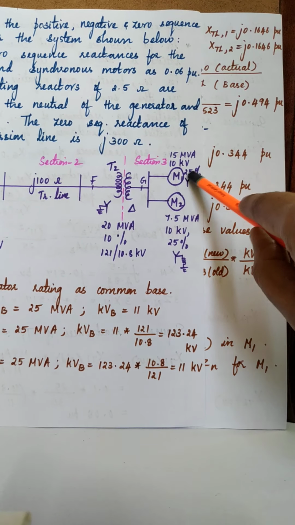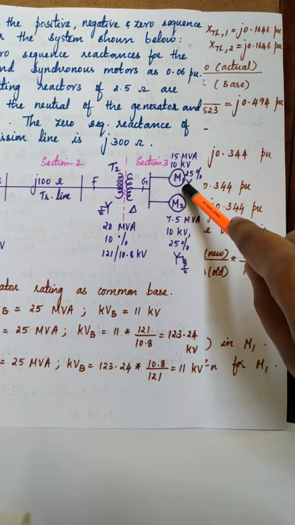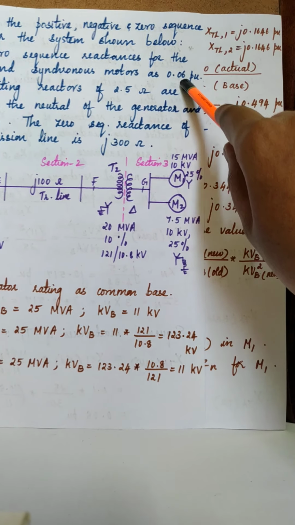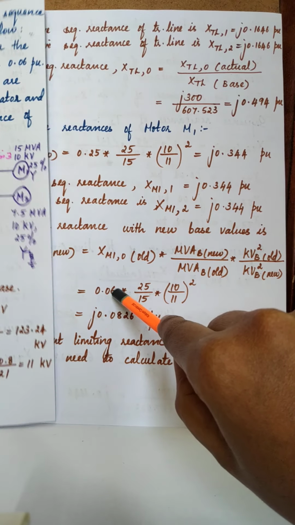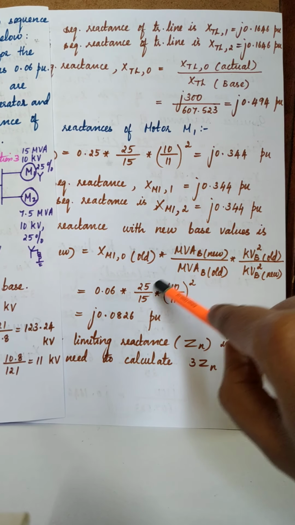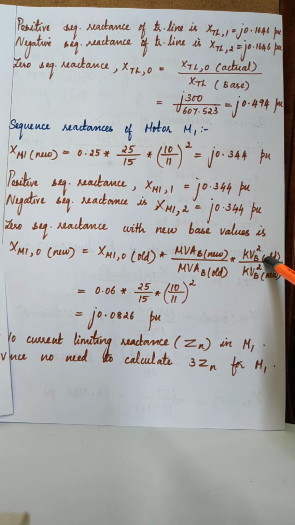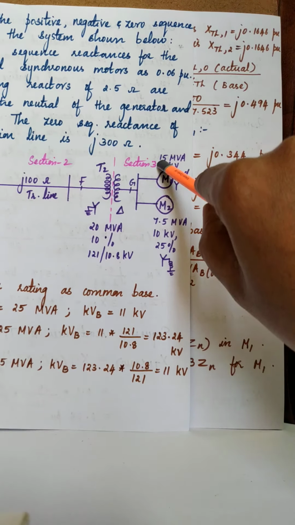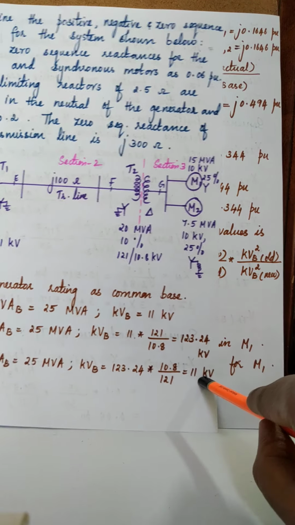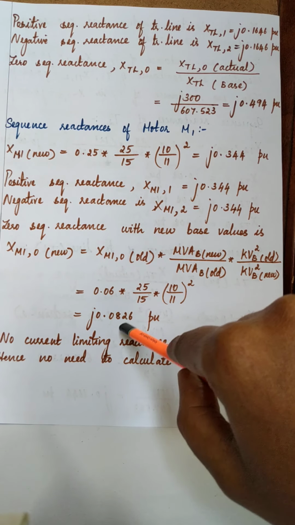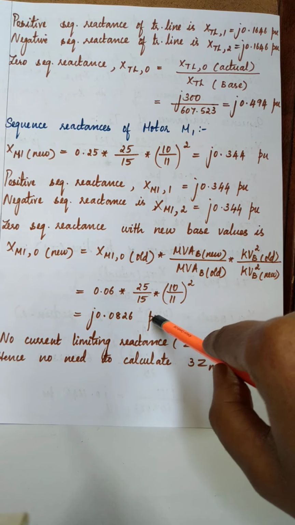What is the old value? 0.06. Forget about this 25%. This 25% is for positive and negative sequence reactance. Zero sequence reactance is j0.06. So j0.06 into new MVAB 25, old MVA 15, into kVB old for this motor 10 divided by kVB new in section 3, which is 11. Substitute and the answer is j0.0826 per unit.